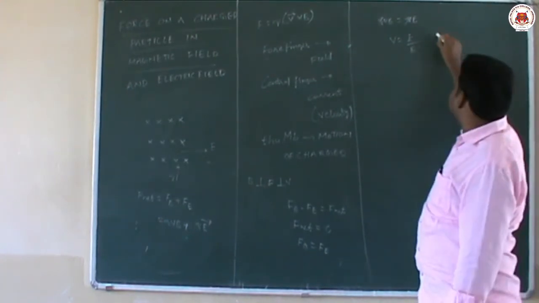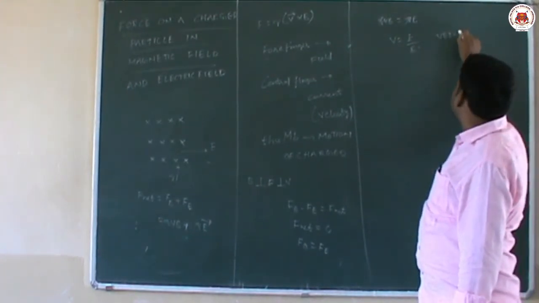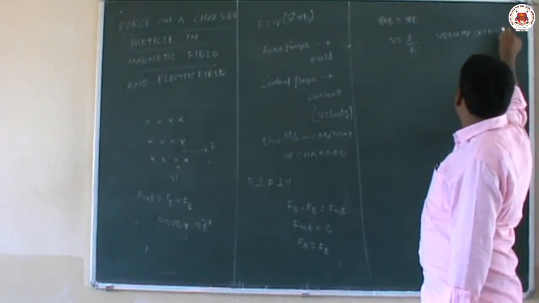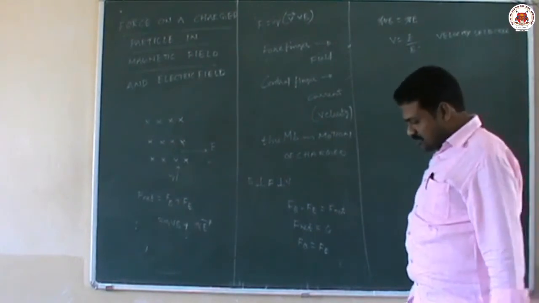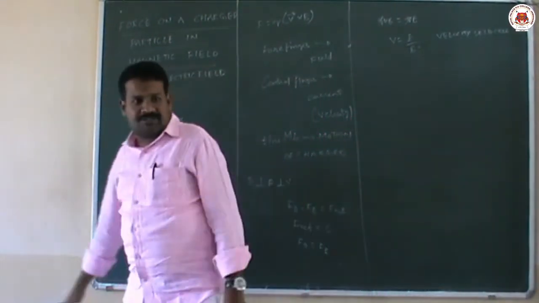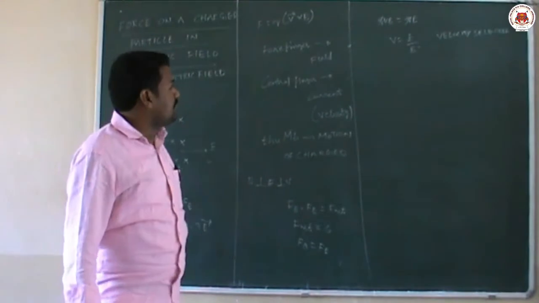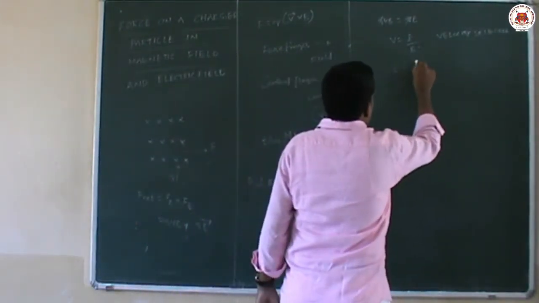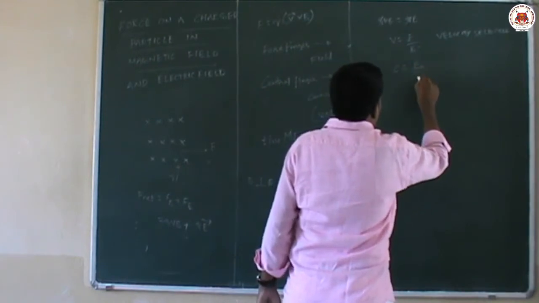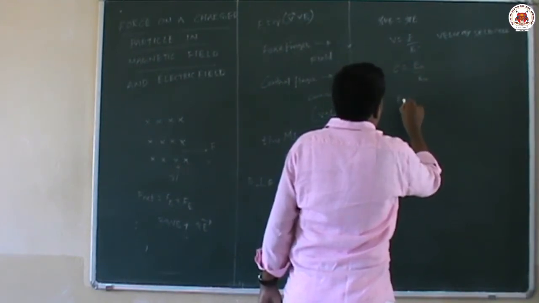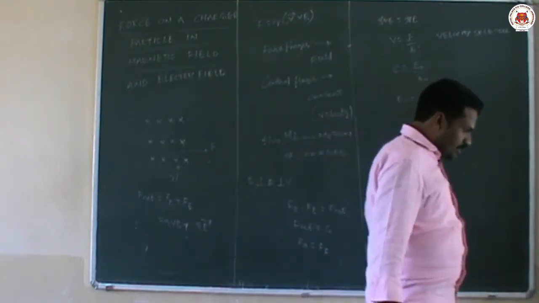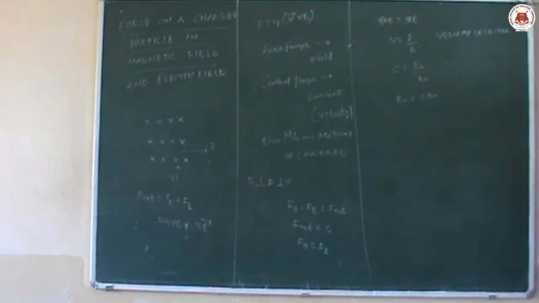This velocity is called the velocity selector. The charged particle will be undeviated in this case. Similarly, for light, the velocity is C equal to E naught by B naught, so E naught is equal to C B naught. This is the condition. Understood? This is the situation.